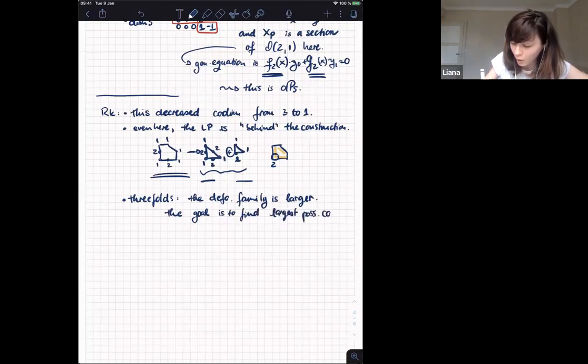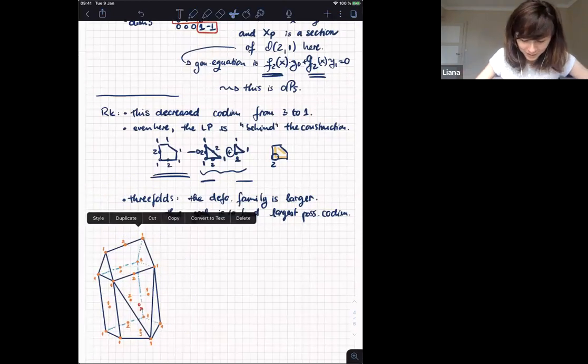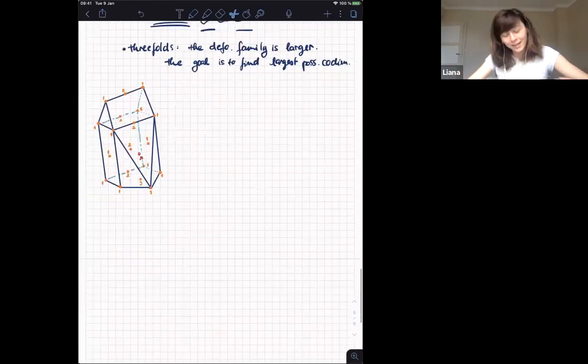As I said before. Okay, so now it's your turn. So here is a Laurent polynomial that is sitting on top of a threefold polytope. And it is up to you to find the decomposition.